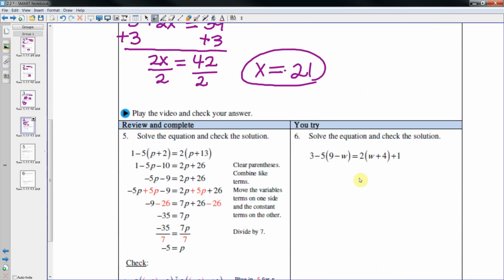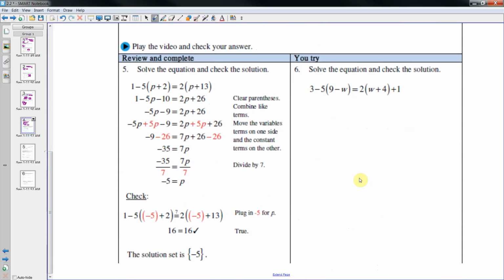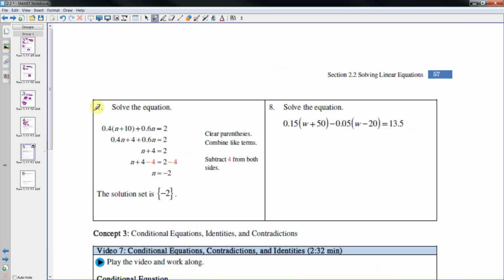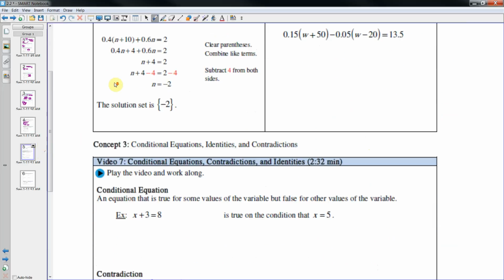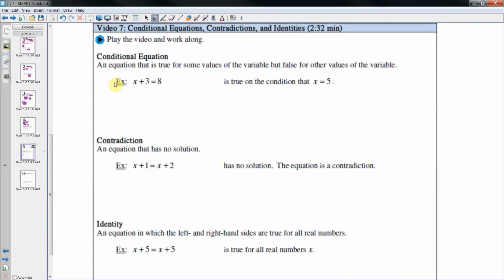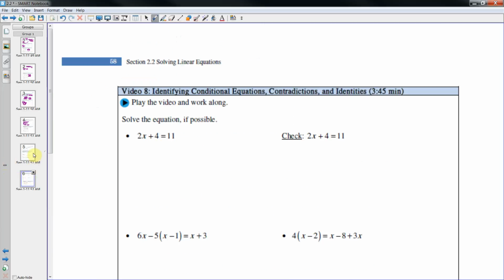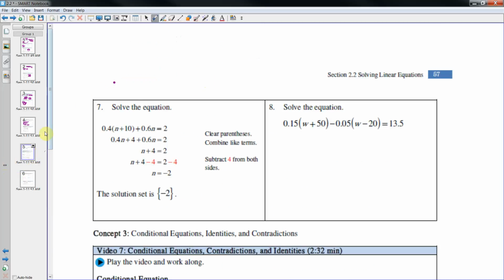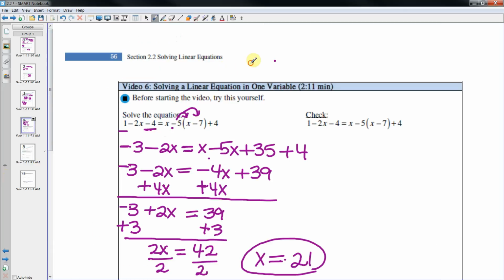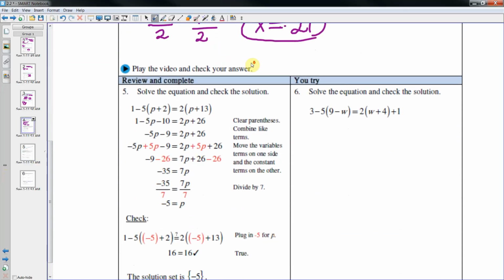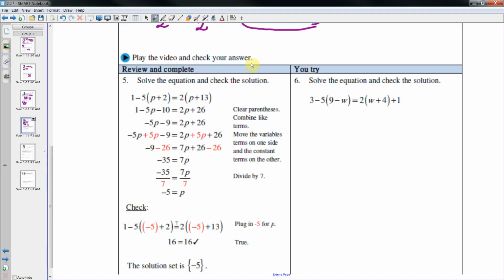I'm going to leave the one at the bottom for you to try, and then you can email me if you want to know the answer to it. Let's look at the next page. The next page is just talking about conditional and no solution. Let's go back to that one. Let's work that. Let's go back to the one that was at the bottom of that page. I think you're going to see more like this than anyone. So let's go ahead and do this one.